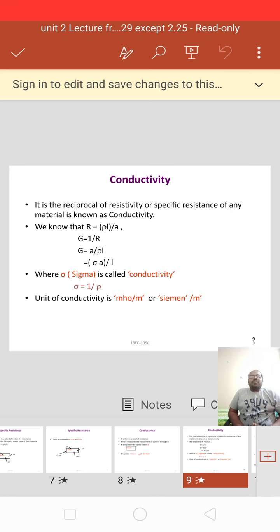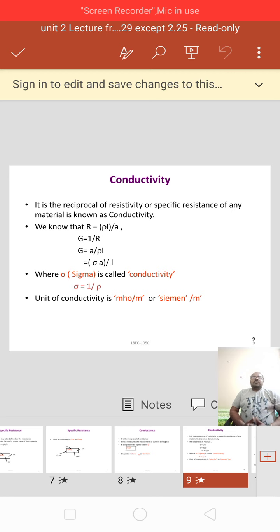So, by applying 1 by R, that is R value in G equal to 1 by R, we get G equal to A by rho into L. So, G equal to sigma into A by L, where sigma is called conductivity. Sigma equal to 1 by rho. In the above equations, we change 1 by rho equal to sigma. Generally sigma is named after conductivity. Units of conductivity is mho per meter or Siemens per meter.